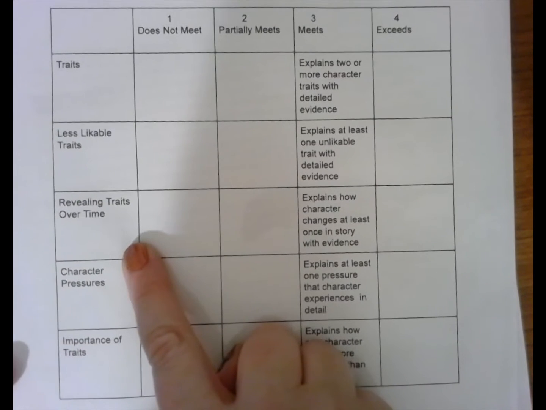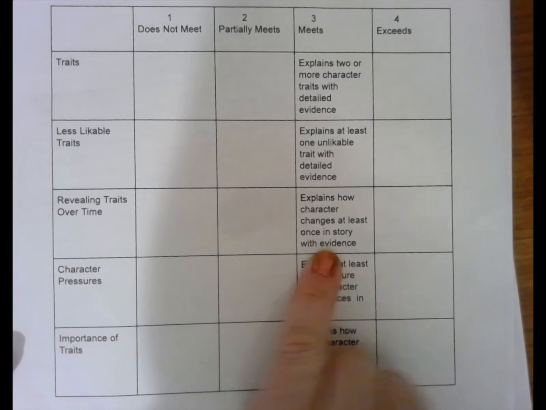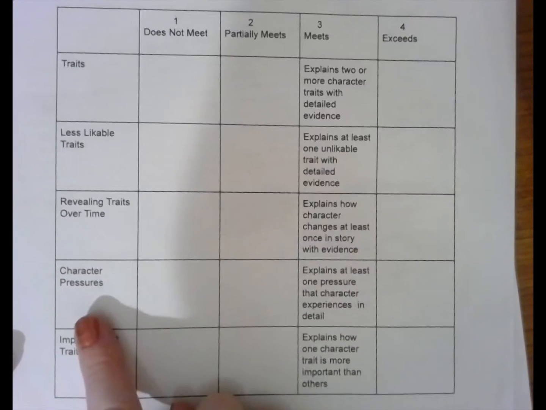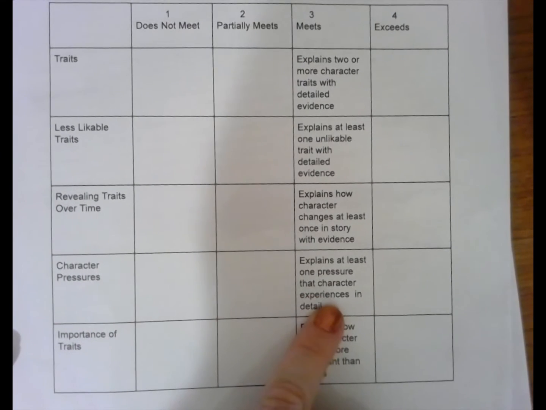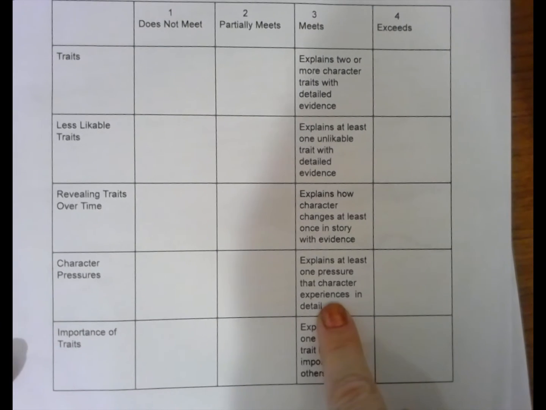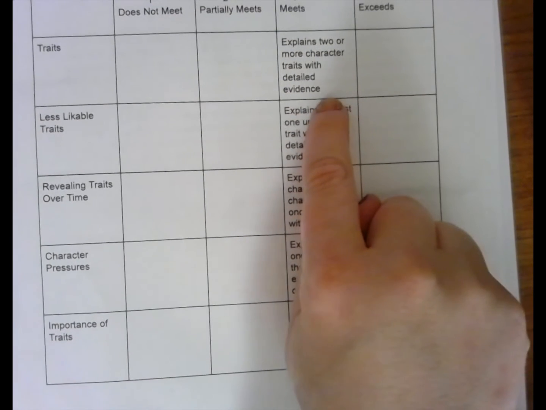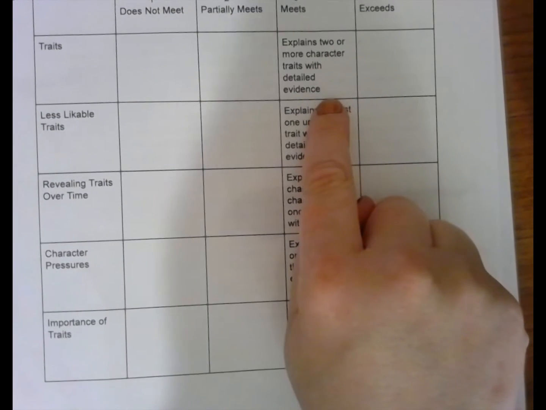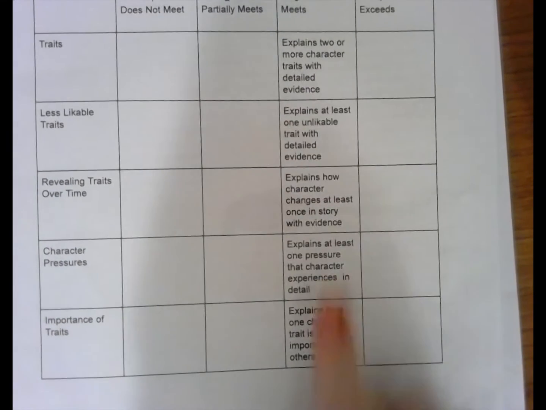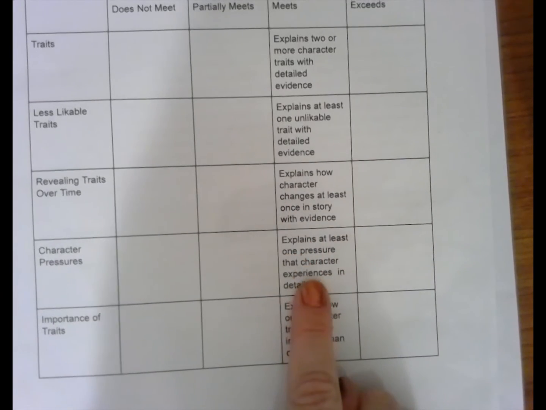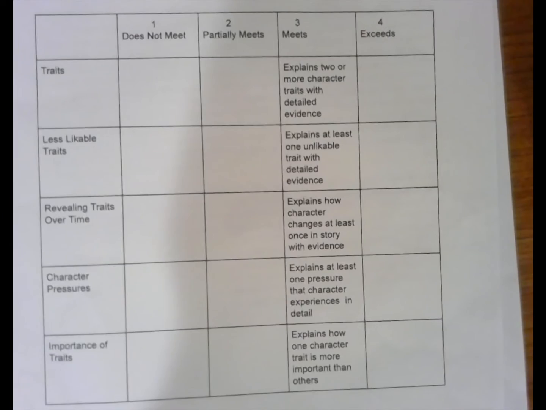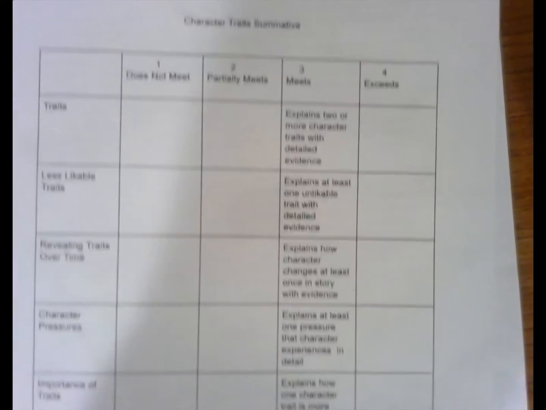Then revealing traits over time explains how a character changes at least once in the story with evidence. Character pressures explains at least 1 pressure that a character experiences in detail. And importance of traits explains how 1 character trait is more important than the other. And again, these could be in your traits that you do, but you would want to say, this character trait explains my character the most. Or this character trait shows a character versus character pressure. So this is your rubric, and you will have the rubric available to you when you take the test.